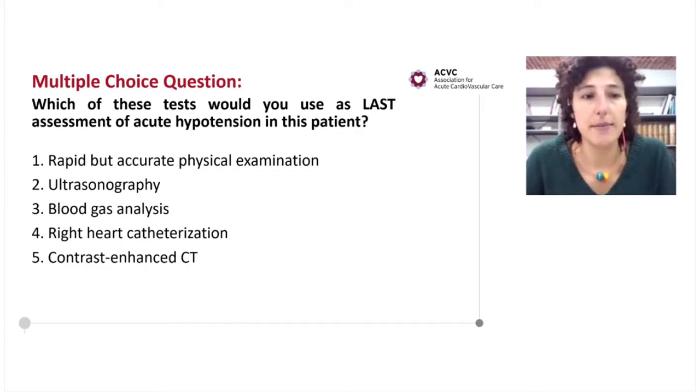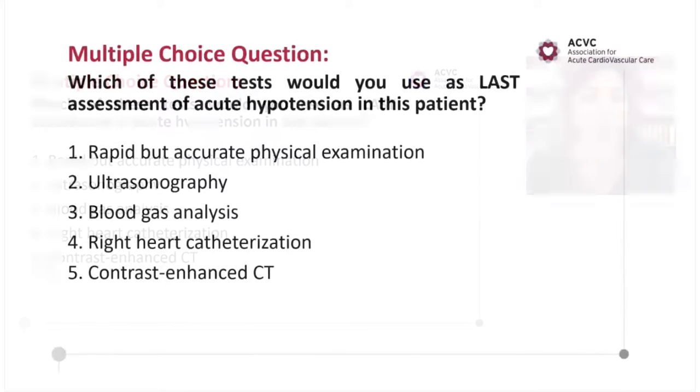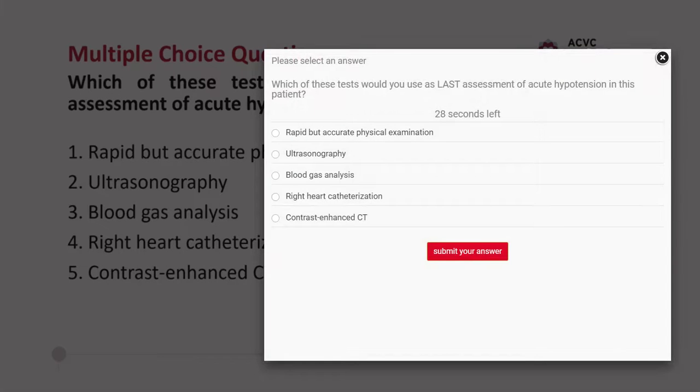So here comes my second multiple choice question. Which of these tests would you use as last assessment of an acute hypotension in this patient? Rapid but accurate physical examination, ultrasonography, a blood gas analysis, right heart catheterization, or a contrast-enhanced computed tomography. And you have 30 seconds to vote.